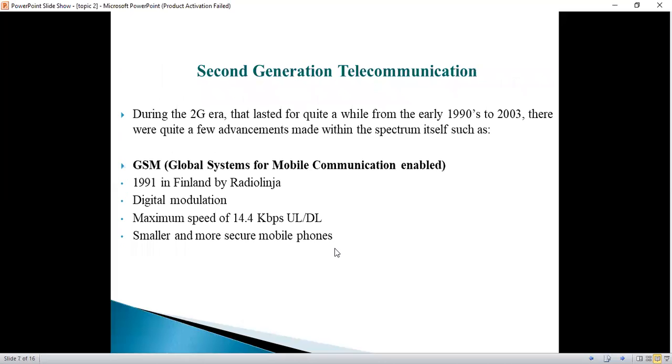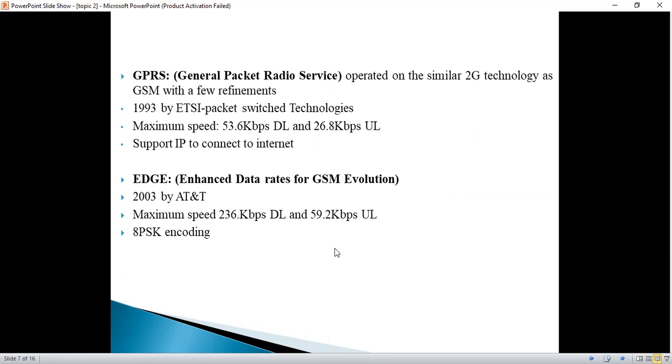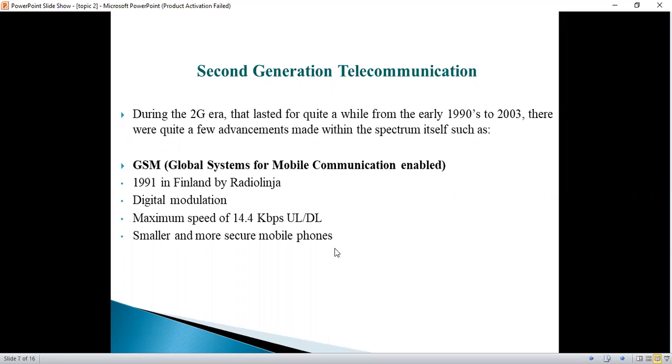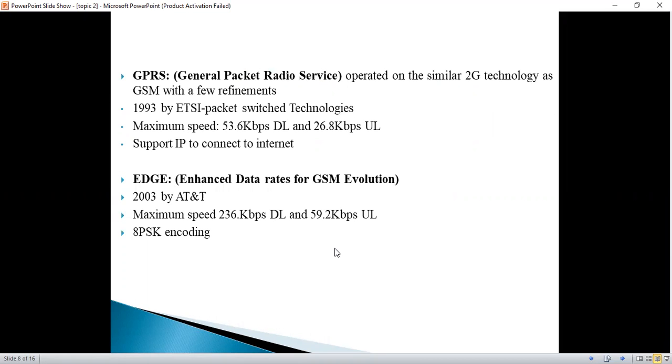Next, we have second generation. Second generation has some technologies like GSM, right? All the features of GSM are written in the following slide, right? It obviously has better technology and facilities than that of the 1G. GSM, that is Global System for Mobile Communication. It was enhanced and named GPRS, that is General Packet Radio Services.